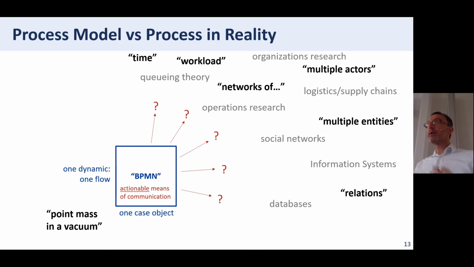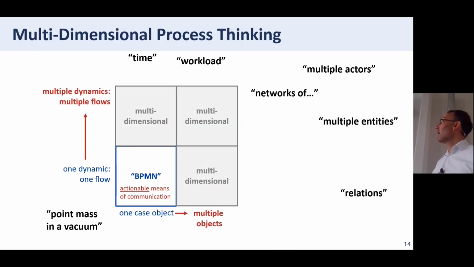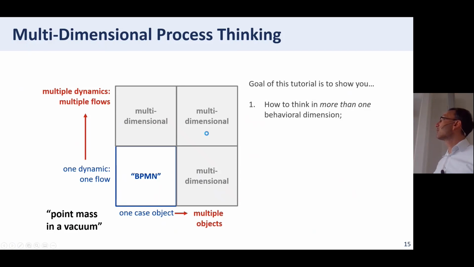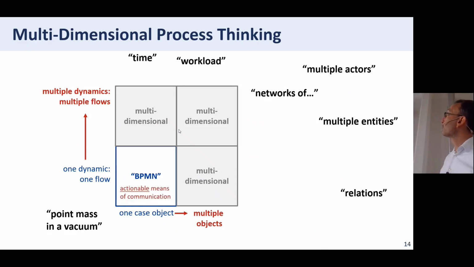In physics, right? When we model physical systems, what you learn in high school, you have a point mass in a vacuum and then have simple physical equations. It's good to start, but it doesn't reflect reality. If you want to solve real problems, you have to look at these other phenomena. So what I want to cover in this tutorial is to reach out into these other areas by simply looking at what happens if we add multiple objects. Some of you probably know this already, object-centric process mining, artifact-centric process modeling, but also what happens if you analyze multiple flows, multiple dynamics, and then, of course, what happens if you combine them together.